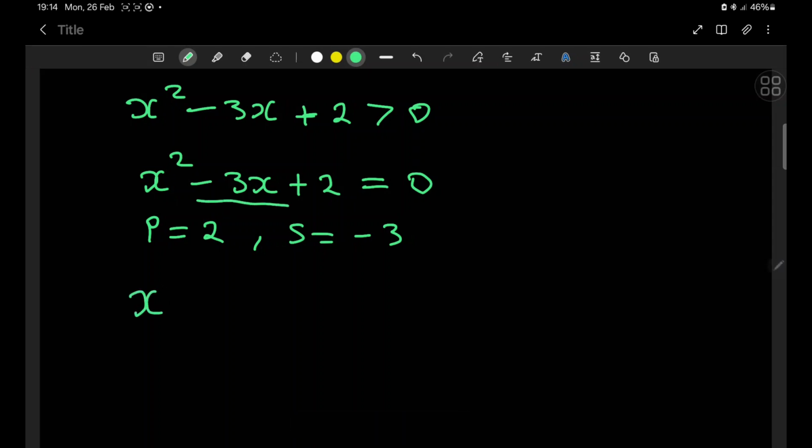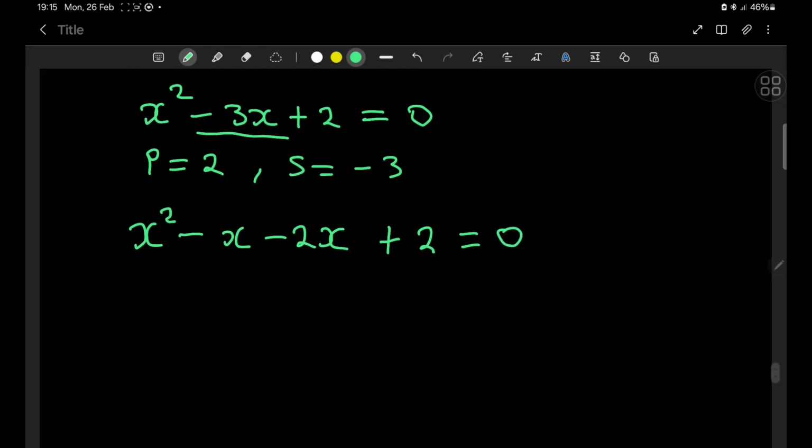So that is x squared minus x minus 2x. We replaced the middle term with the two numbers, -1 and -2, but we maintain everything else as it was, so +2, equal to 0. Then we group the terms. We group at this point, and we also group at this point.